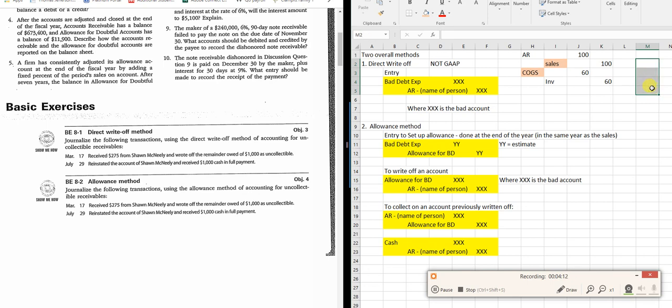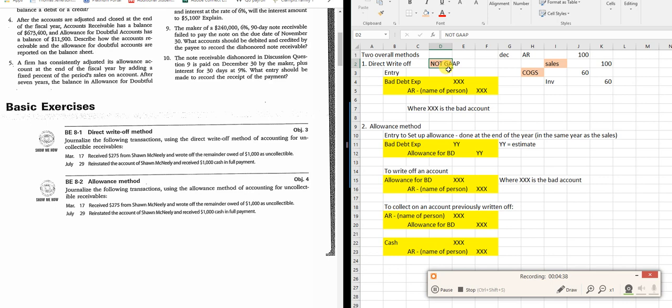Okay, so the problem comes in with the matching principle, because if I made this journal entry in December and this person didn't go bankrupt until the next year, I'm going to have my sales and cost of goods sold in one year and my bad debt expense in the next year. So that's why it's not GAAP, because it violates the matching principle. So make sure you know that. It is not GAAP because it violates the matching principle.